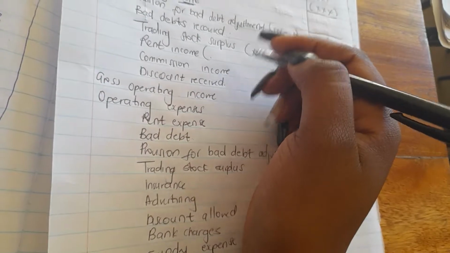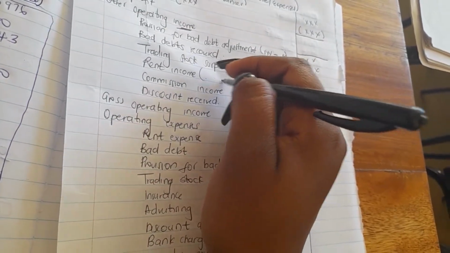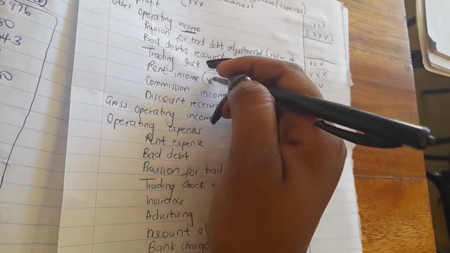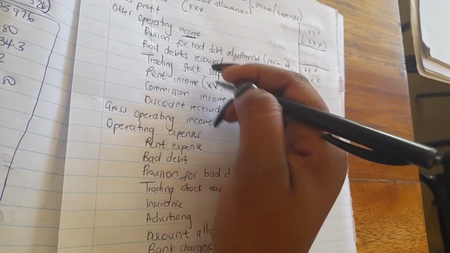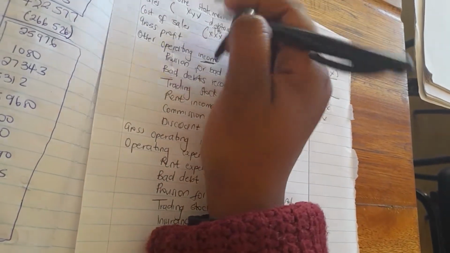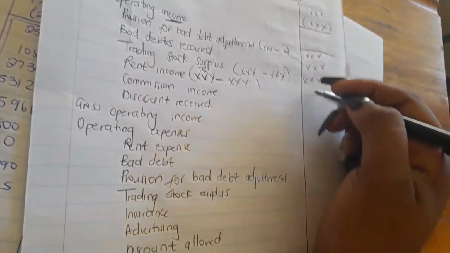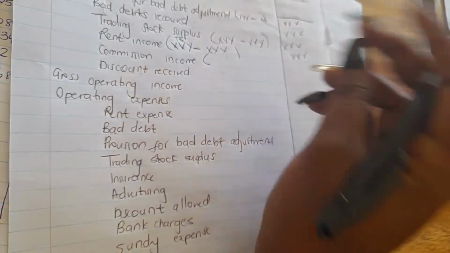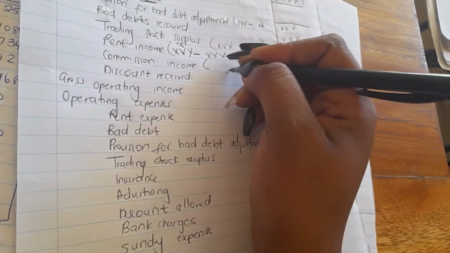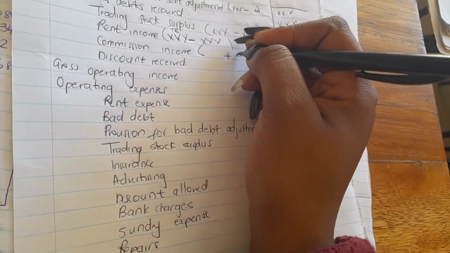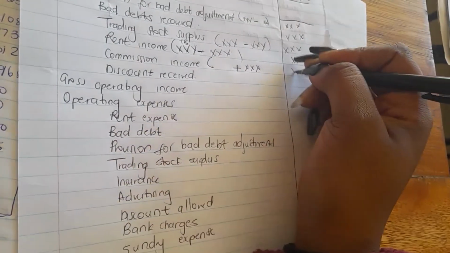And then for rent income, usually they have what we call rent received in advance, and you have to minus it. But the balance that I'm writing, you get from your trial balance. Most starting balances come from your trial balance, and then you'll get that particular amount. Then you have commission income. Usually with commission income, they will create an accrued income, and then you need to add the accrued income.